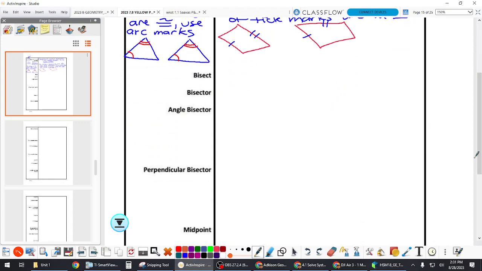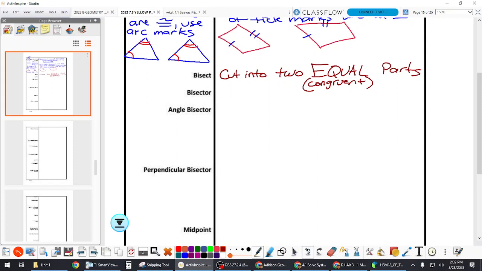So grab your yellow sheet. Make this word big. And underneath, put congruent. So we're cutting something into two congruent or equal pieces or parts, okay? A bisector is whatever does the cutting. You guys ever cut your sandwich in half? The knife would be the bisector, okay? Kind of idea. It's whatever does the splitting. So a bisector, we can just say cuts. It's like the verb part. Cuts into equal or congruent parts.